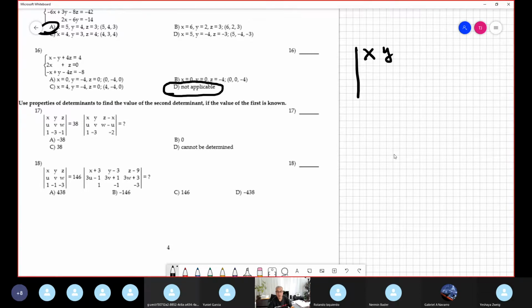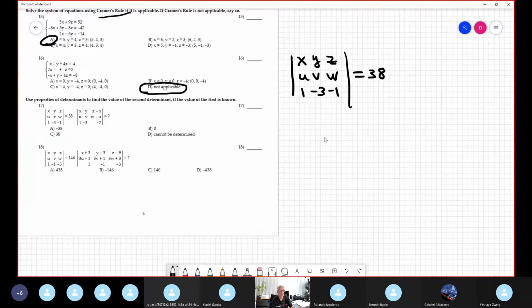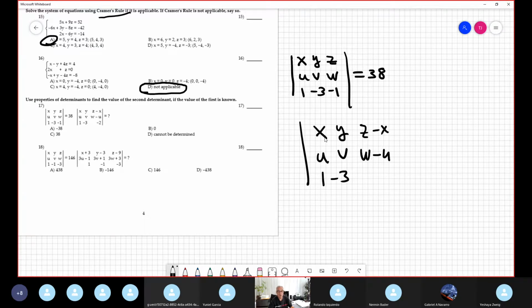as x, y, z, u, v, w, 1, negative 3, and negative 1, and it is equal to 38. I need to compute one that is somehow similar: x, y, z, u, v, w, 1 and negative 3. You see that column 1 and column 2 are exactly the same. Then z minus x, w minus u, and negative 2. Compute that. This is the question.